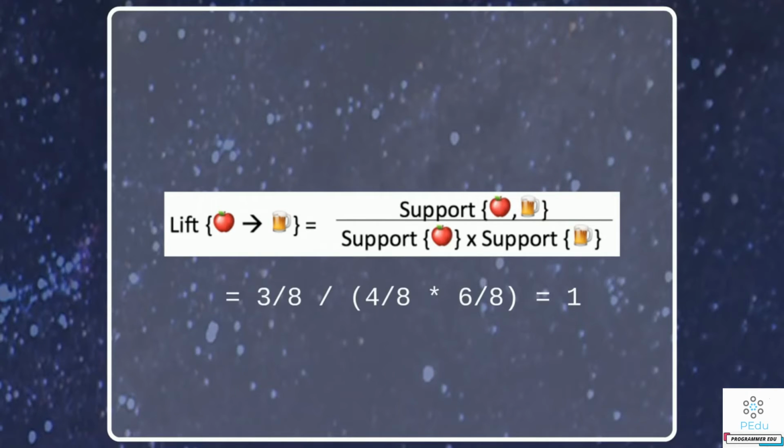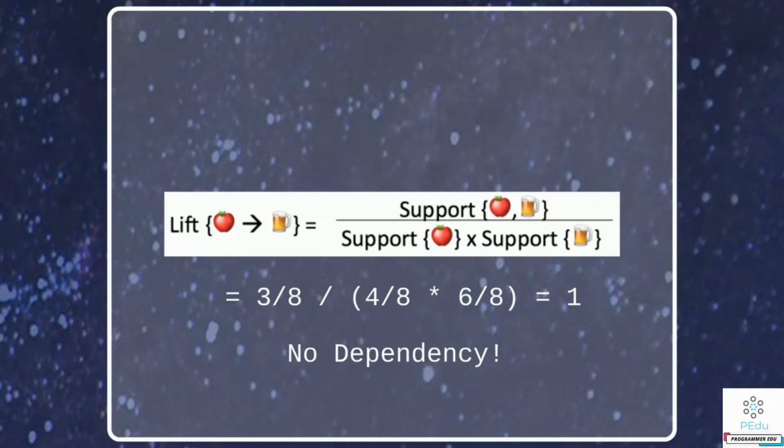Again, we have 3 out of 8 times apple and beer are bought together, 4 out of 8 times the apples are bought, and then 6 out of 8 times actually beer is bought. And this ends up coming out exactly equal to 1. So unfortunately, despite the statistical significance and the strength of the rule, there is no dependency between these items that we can see, at least in these 8 transactions.